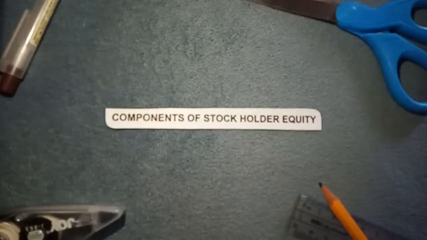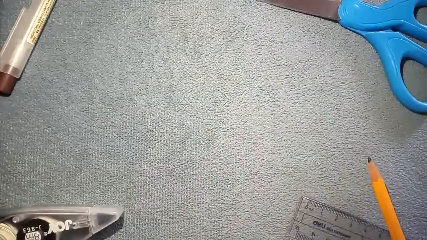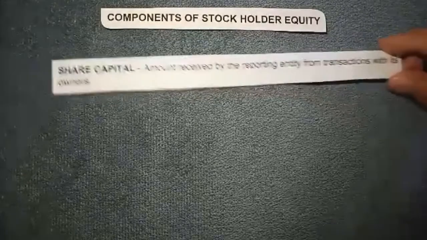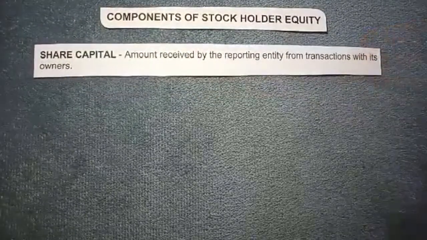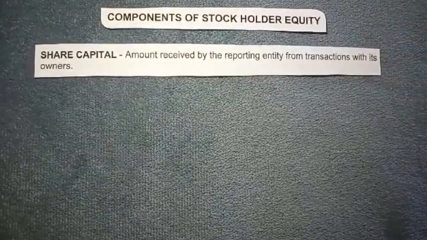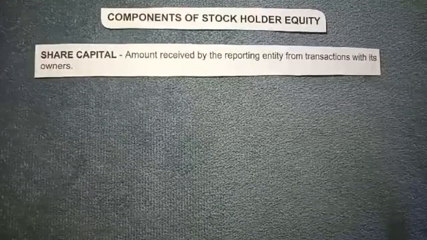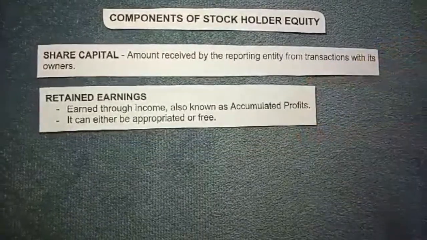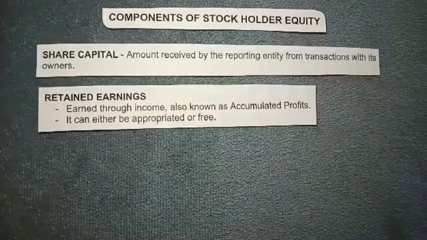What are the components of stockholder equity? Shareholders' equity is influenced by the following. Share capital. It is the amount received by the reporting entity from transactions with its owners. Retained earnings. It is earned through income, also known as accumulated profits.